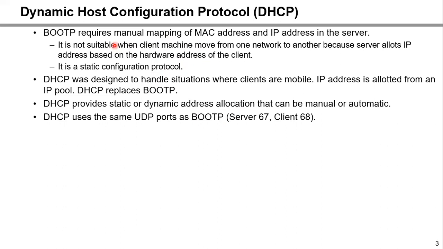But the problem with BOOTP was, it was assigning one IP address, and then it could not be changed afterwards. So as the network has grown in many ways, there was a requirement for DHCP, where DHCP provides both ways of IP addressing, that is static and dynamic.